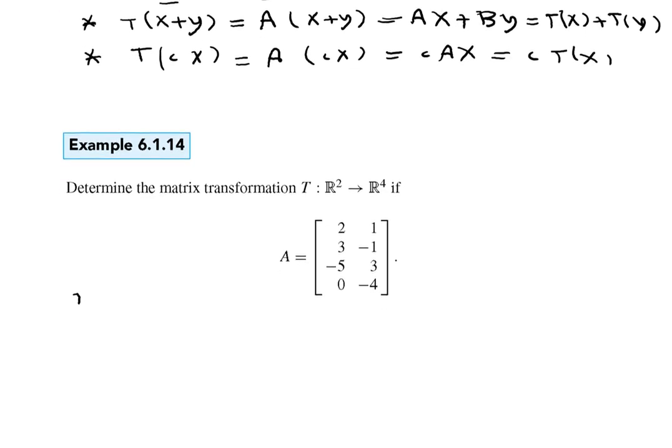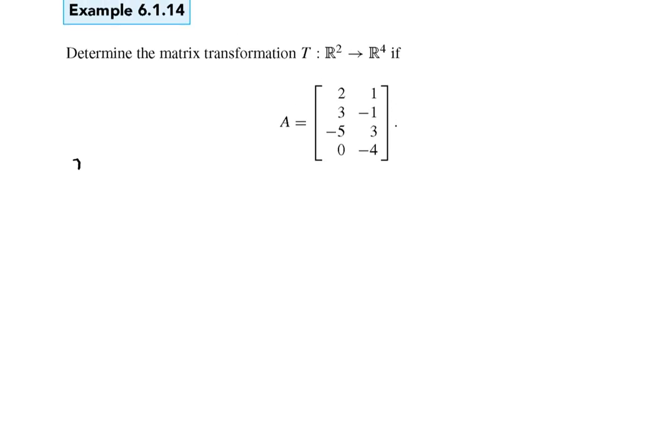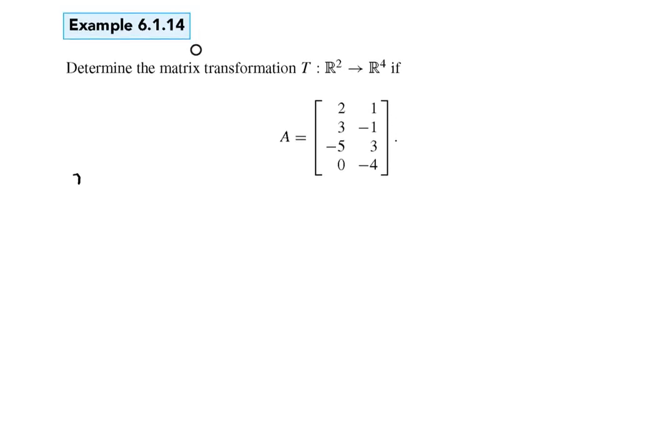Now here's a practical example about how the transformation works in matrices. In this case, we are going from R to the second to R to the 4. And notice that the matrix is 4 rows and 2 columns. Something that you need to keep in mind.